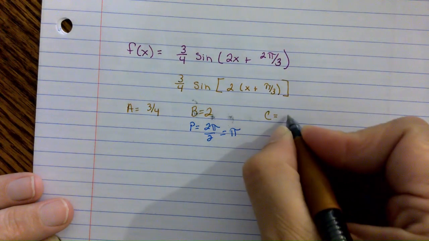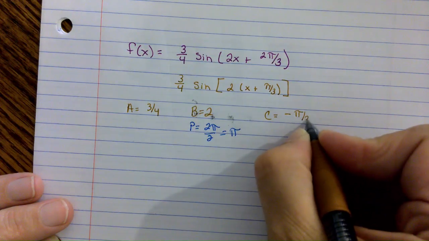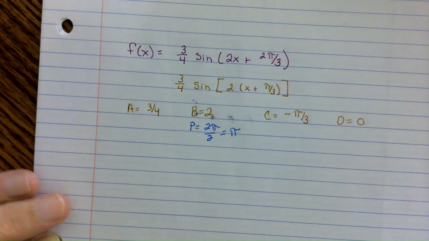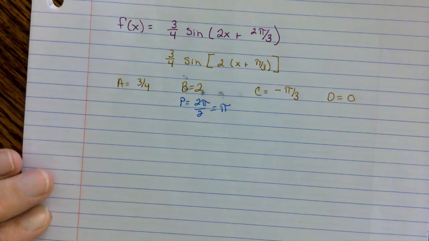Our C value is negative pi over 3, so it's going to start to the left. And our D value is nada. We don't have anything at the end. Check.